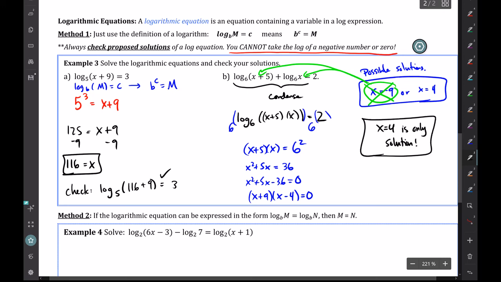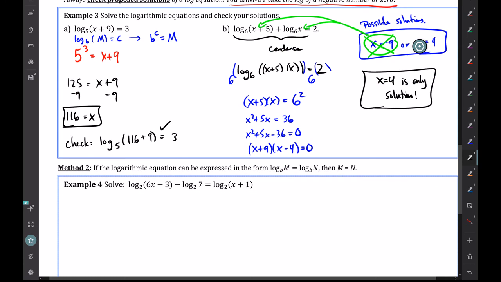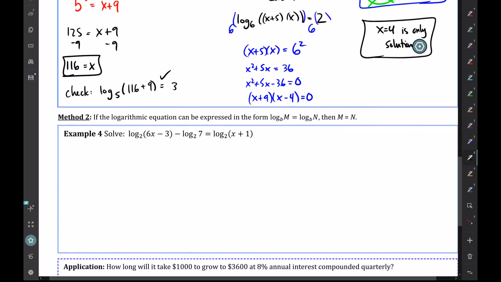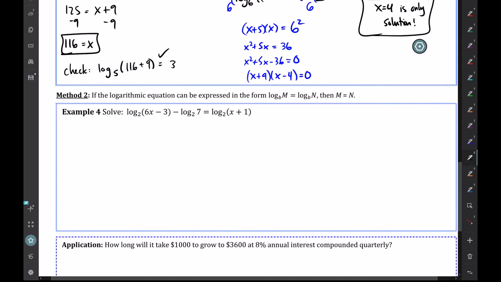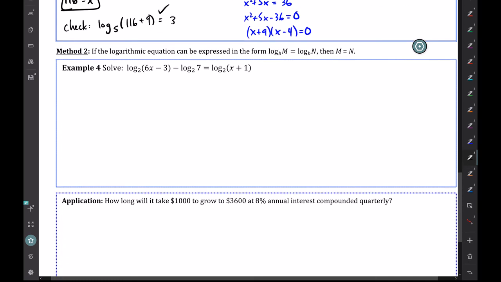Sometimes in doing this you might get some extraneous solutions because when you're raising it to the 6th power or whatever, you're allowing for the option of maybe having a negative 9 there, but then when you plug it back in, you see that would blow the logarithmic function up. Okay. So now we're moving right along.